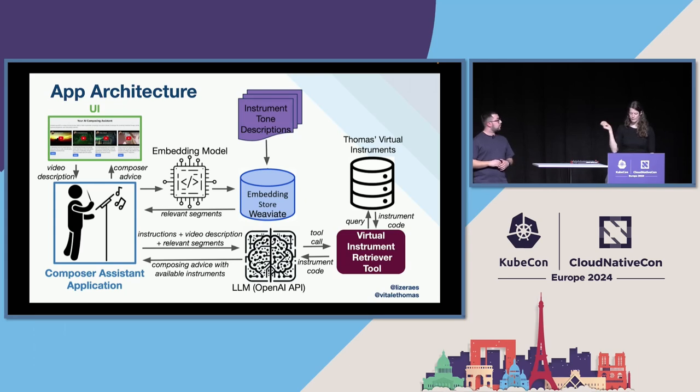And then the model itself will see that, oh, if I need Thomas's virtual instrument codes, I don't have that in my training data. I'm going to call the tool that is there. So for every instrument, it is supposed to call the tool that will fetch the virtual instrument code from the database. And then it will take everything and give us a clean answer back in the application.